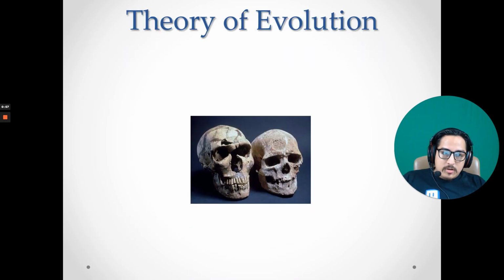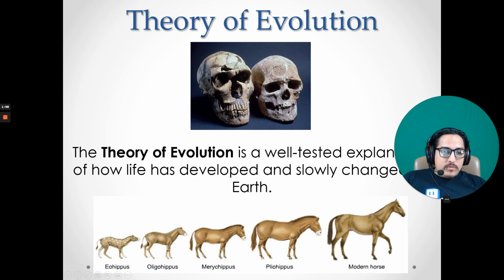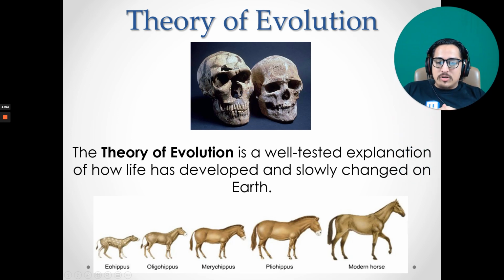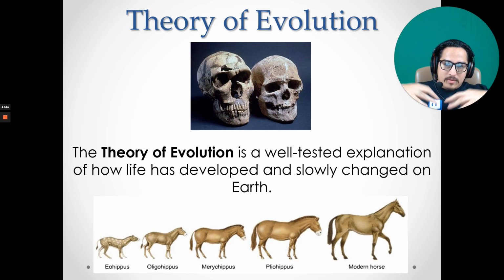So the theory of evolution is a well-tested explanation of how life has developed and slowly changed on Earth over time. So now we have the horses. Before, they looked like this. How do we know? Because there's different proof. And before that, they looked like this, and before that, like this. Again, it is not the same horse. We talked about that before. The population changes, not the organism. So all the horses slowly change. Not one horse is going to evolve.